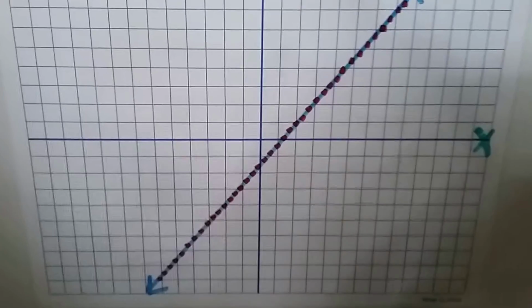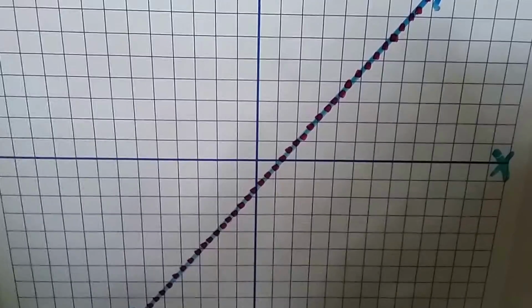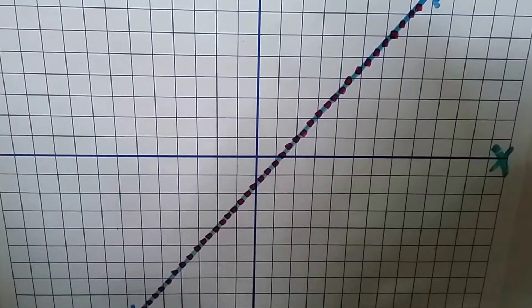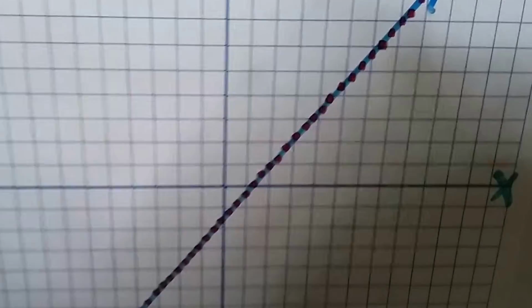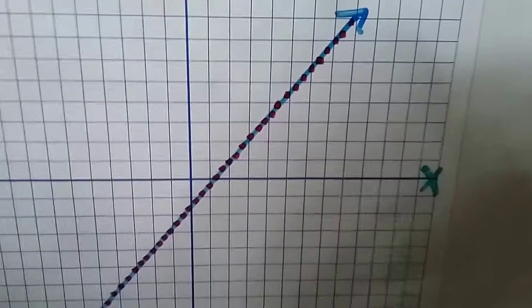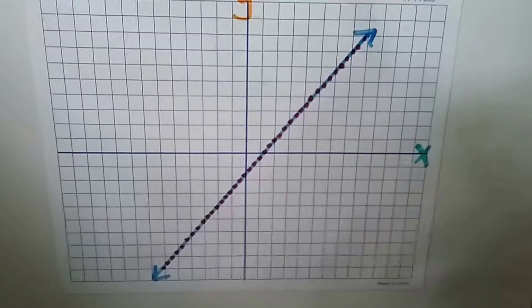So looking at this line, I drew in some of the points, but actually, if I could have used a smaller pen, there would have been a lot more points than this, because a line is just an infinite amount of little tiny points.